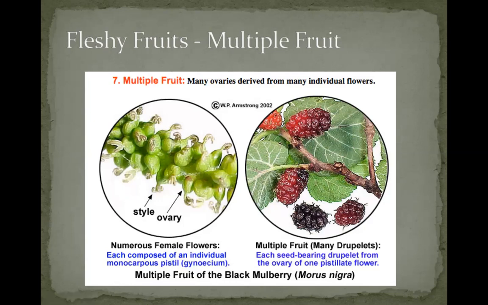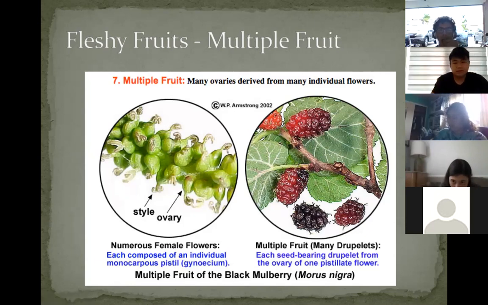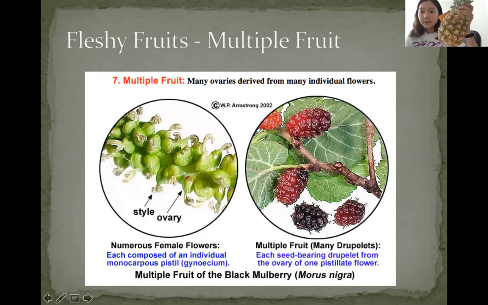If you look closely at a pineapple, actually, I have a pineapple. Let me grab one. Hold on. Oh, I forgot. I had a pineapple.